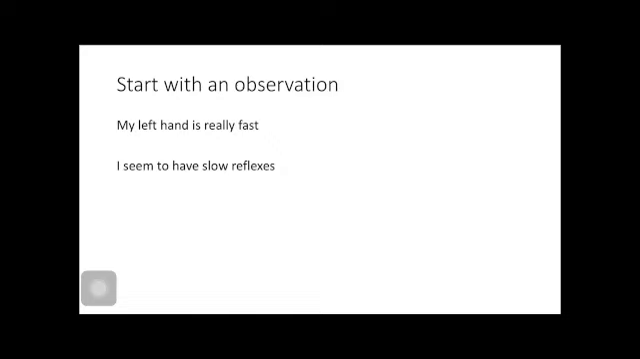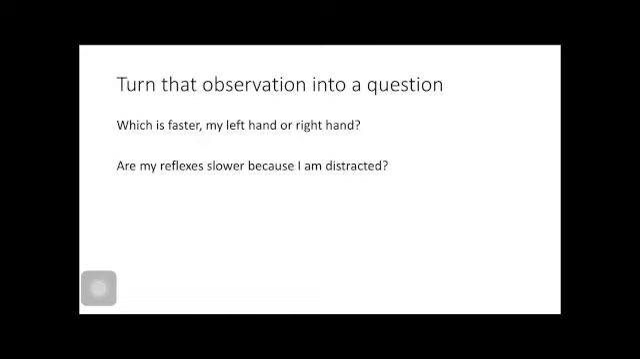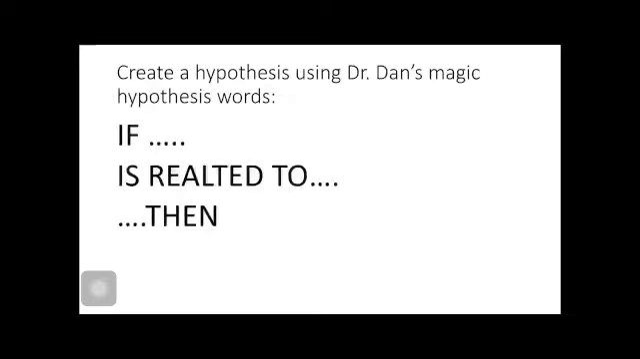You want to turn that then into a question. For example, which is faster, my left hand or my right hand? And then you might ask another question, are my reflexes slower because I'm distracted? These questions then can become a hypothesis. Once we get a hypothesis, we can design our experiment and we can start to test it. A hypothesis is just a testable statement.